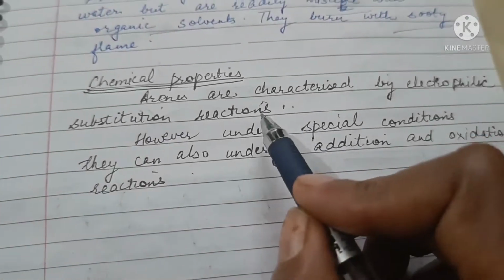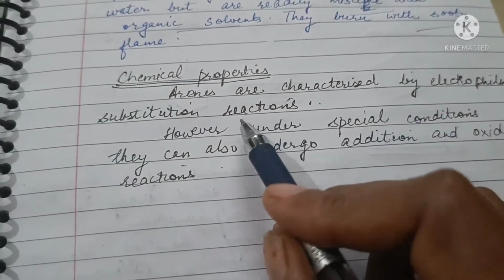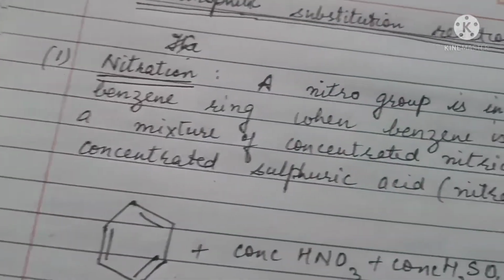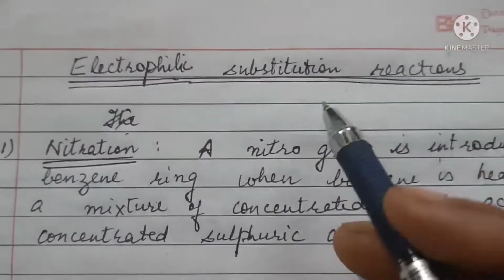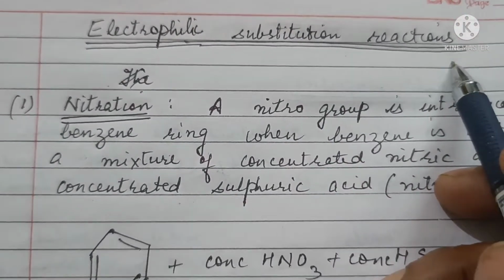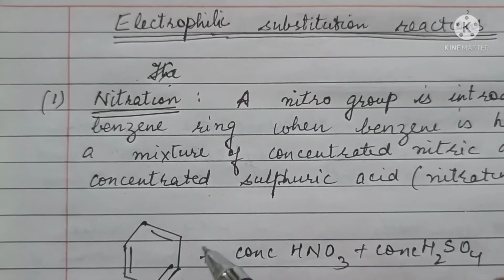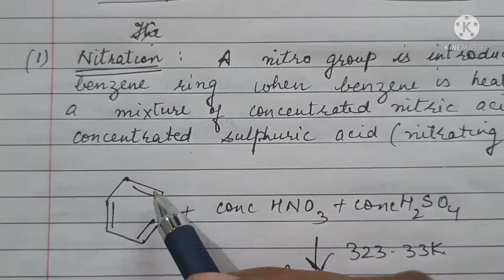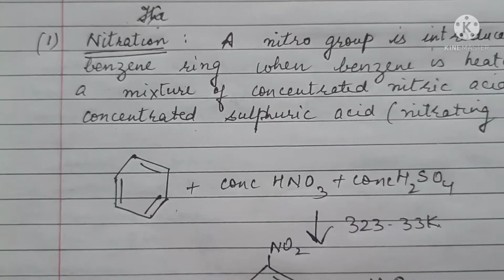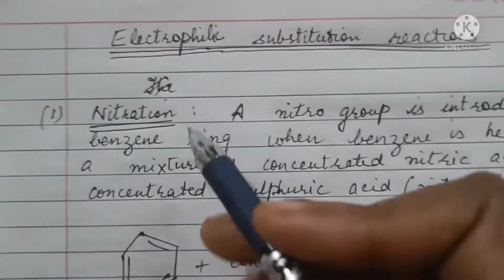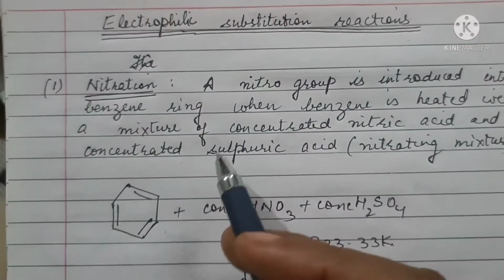Chemical properties. Arenes are characterized by electrophilic substitution reactions. However, under certain conditions, they may undergo addition reactions and oxidation reactions also. Electrophilic substitution reaction. The hydrogen of the benzene ring can be substituted with some electrophile such as nitro group, sulfonic acid group, halogen group, alkyl group, acyl group, etc. So let us do these electrophilic substitution reactions.